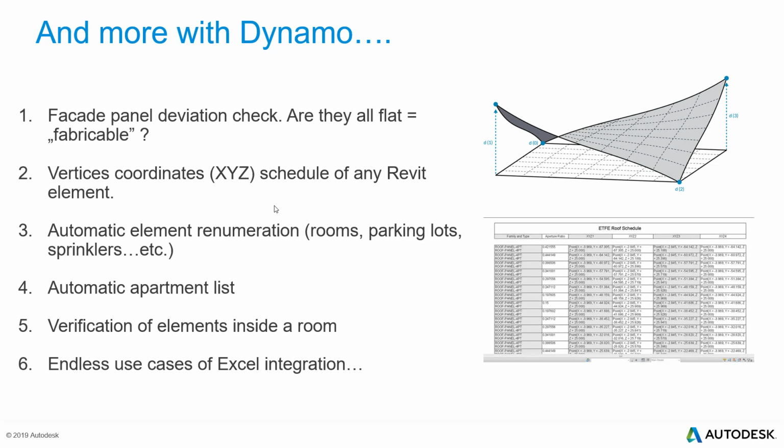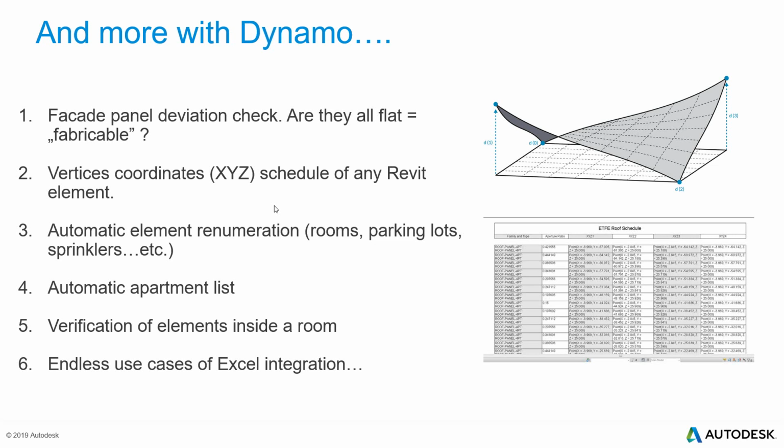For example, you can see if all the panels on your facade are flat, so if they're fabricable, because for every element that Dynamo is editing you can extract XYZs, the coordinates. In pure Revit, out of the box, it's sometimes very difficult to get the real XYZ coordinates of some element. Revit alone is not able to do that, but you can do it with Dynamo. It's actually very easy to script.